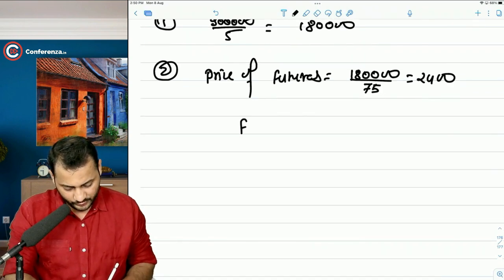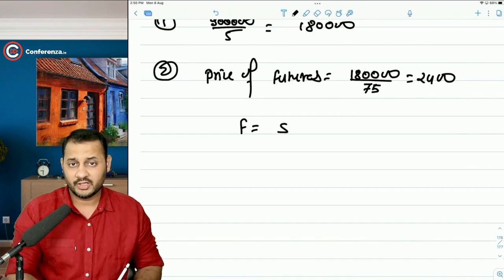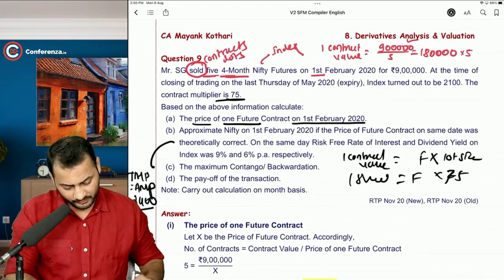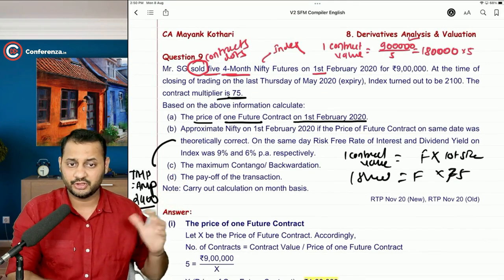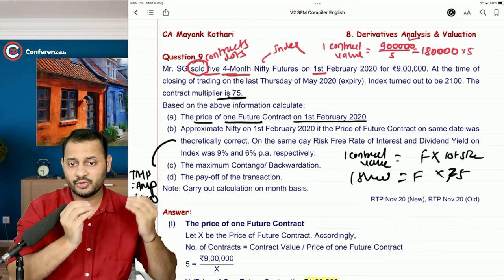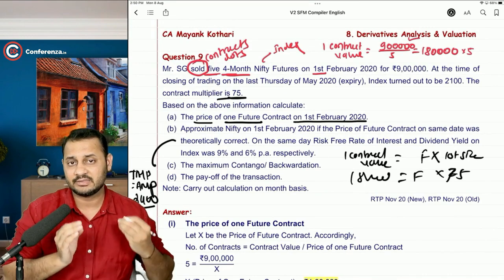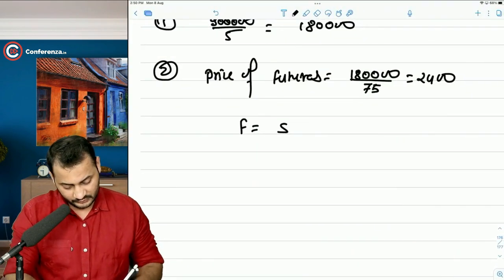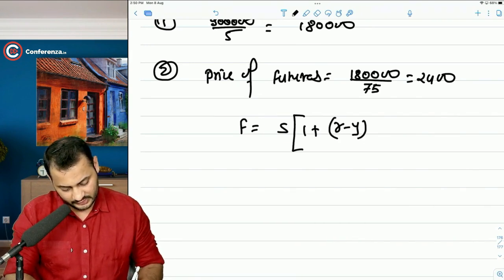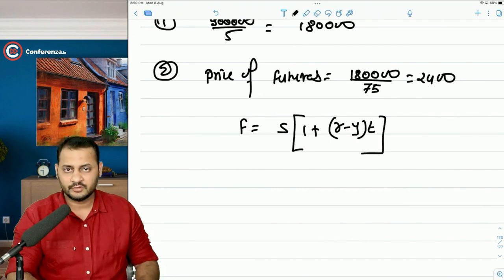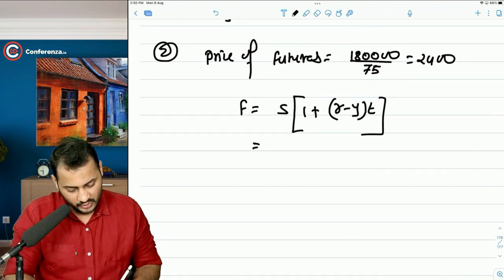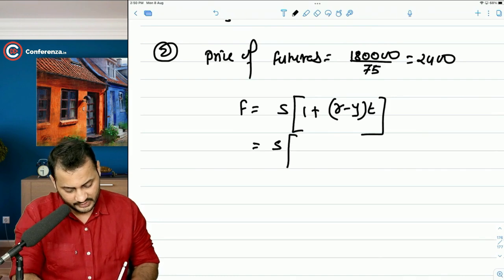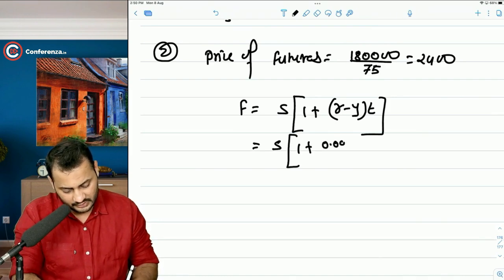Now futures is equal to S. What are you going to do? Is there any continuous compounding or something that is asked in this question? No, there is no such thing. So you can keep this calculation as simple as possible. F = S(1 + R - Y) into time. Understand? S into bracket 1 plus 9% minus 6%.